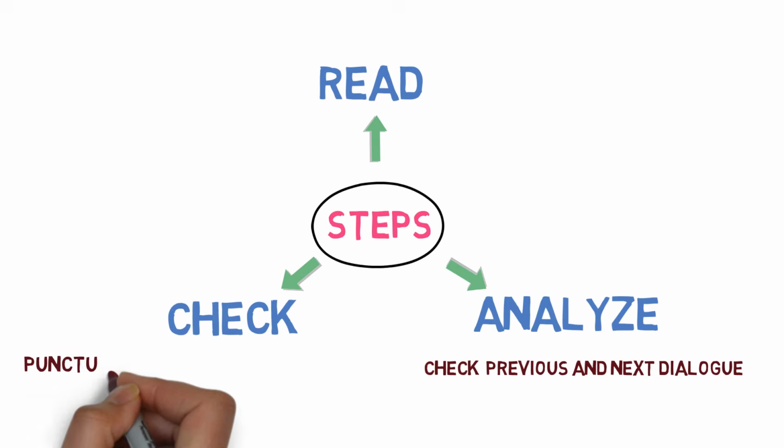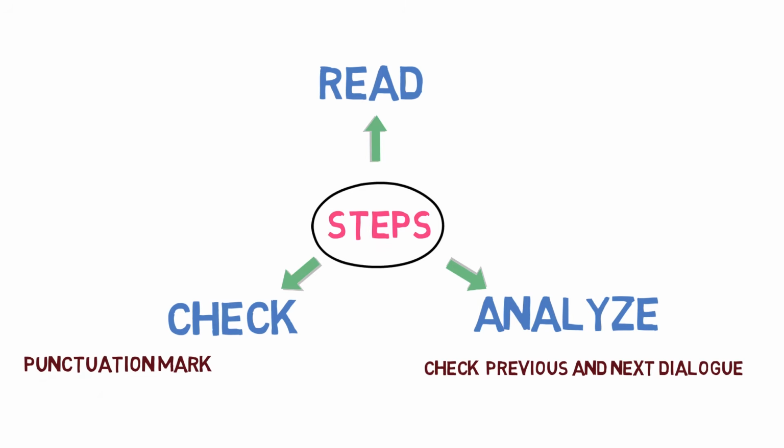While checking, 2 points need to be taken care of. Number 1, punctuation mark. Check the punctuation mark of the sentences in dialogue completion. This will give an idea of whether the line that needs to be written is a sentence, question, or exclamation. And number 2, tense. Check the tense of the sentences around the dialogues so that you get an understanding of the tense that needs to be used in dialogue completion. Based on these 3 steps, try to complete a dialogue. Now, let's understand these steps by an example.